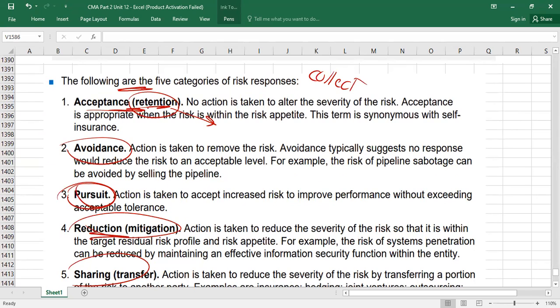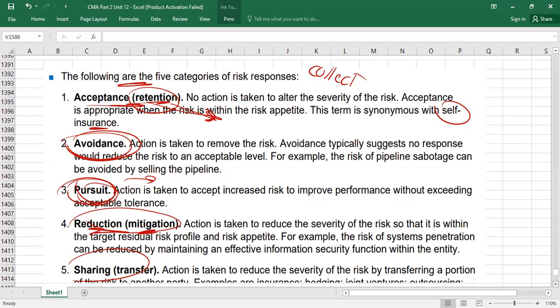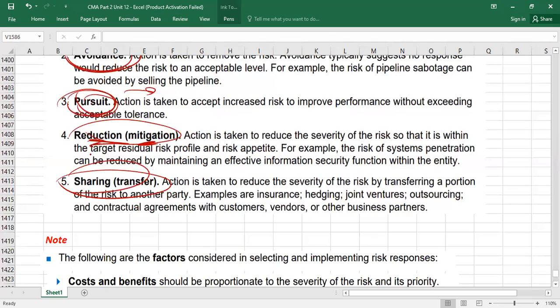Here I told you previously because here they use slightly different words. So risk acceptance and retention means self-insurance, which I told you previously, that you are accepting the risk but you don't have any strategy to reduce it. That is acceptance. Avoidance simply means that wherever you face risk, you simply cease that action. Pursuit means exploitation. Risk reduction or mitigation means you are accepting the risk, but you are taking a strategy to reduce it. But usually these strategies are internal. Then sharing simply means insurance, like you are going to transfer the risk.